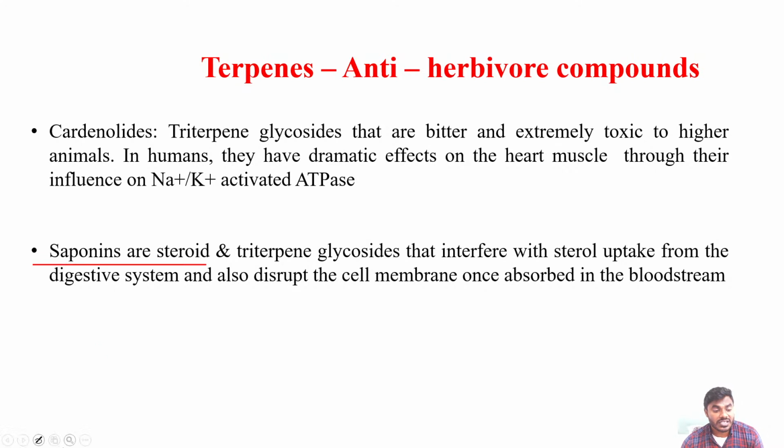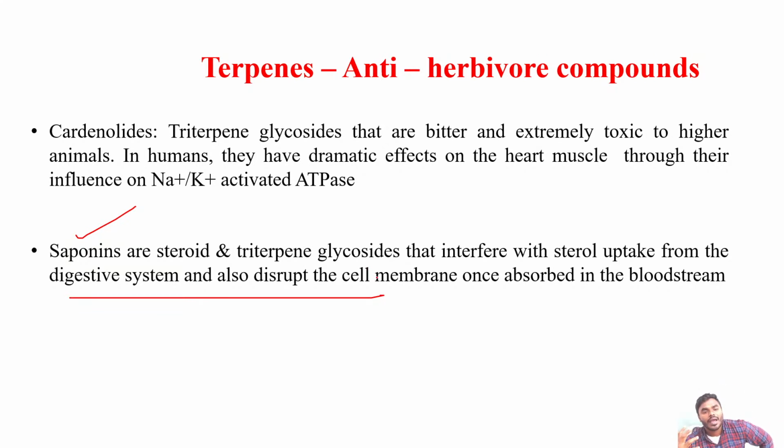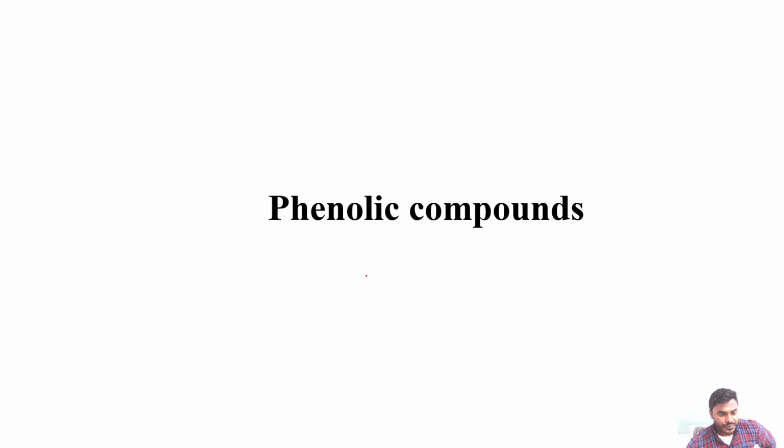Whereas what about the saponins, friends? Follow me very correctly. Saponins are a type of terpenes. They will block the entire functions of the cell membrane. They will block the entire functions of the digestive system. As a result, in the herbivore, cellular death occurs very fast. Do not get confused with that.